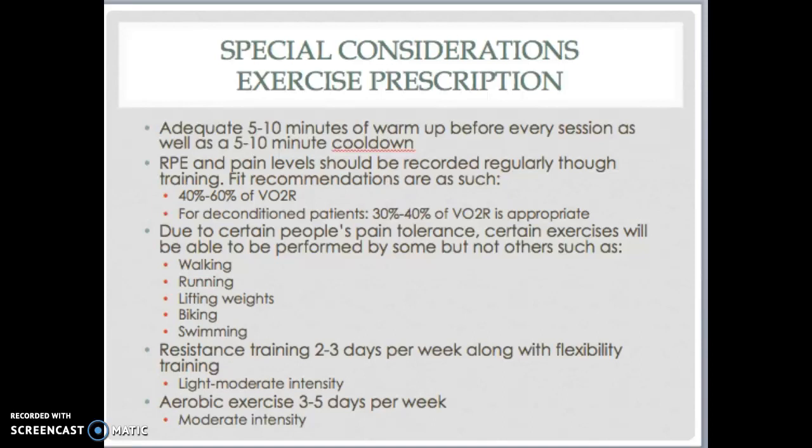And you want to do aerobic exercise, either biking, walking, swimming, or things like that, of a moderate intensity, 3 to 5 days per week, depending on your patient's pain levels. So your goal for exercise prescription for arthritis is to get them moving for about 150 minutes per week in aerobic exercise itself. Regardless of what you're doing, you want to get them moving at least 150 minutes per week.